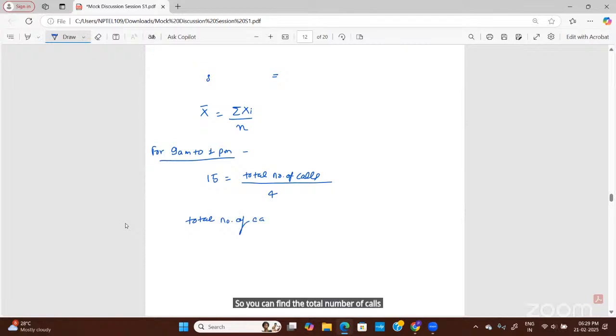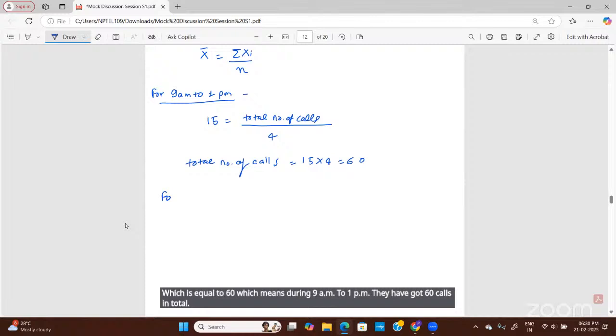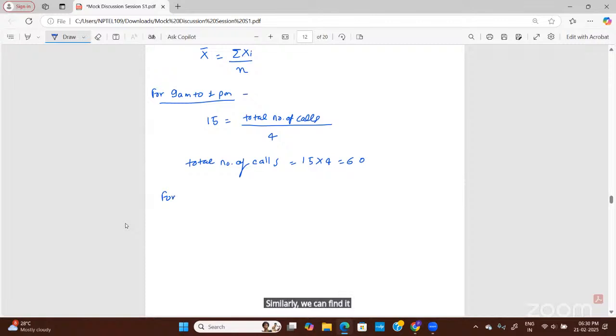Okay, total number of calls in the time period of 9 to 1 p.m., right? So that will be 15 into 4, which is equal to 60, which means during 9 a.m. to 1 p.m., we have got 60 calls in total. Similarly, we can find it for the time slot 2 p.m. to 6 p.m.